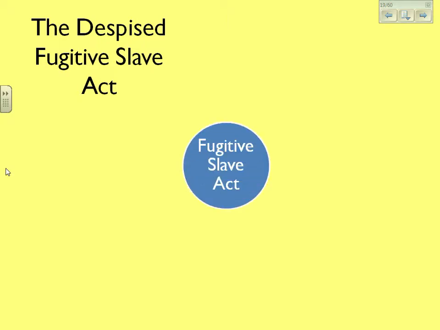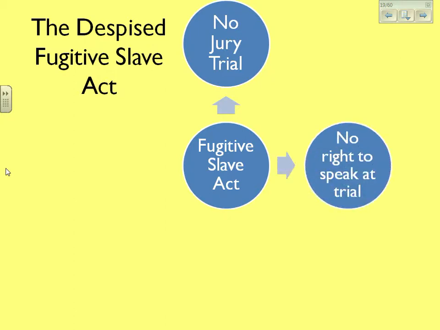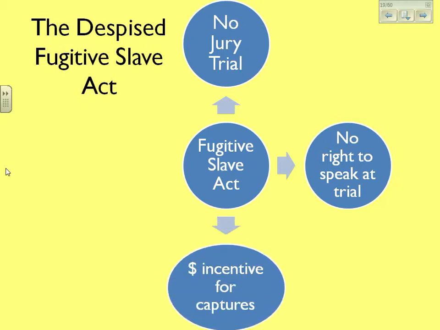There'd always been a Fugitive Slave Act before, but it was weakly enforced. This one makes it much easier for Southerners to recapture their slaves. Under it, slaves would have no jury trial where they can defend themselves, and no right to speak at any trial of whether they are a runaway or not. And there's a money incentive to capture slaves. If they were found guilty of running away, the person who helped capture them would receive $10. If they were not found guilty, you would receive only $5.